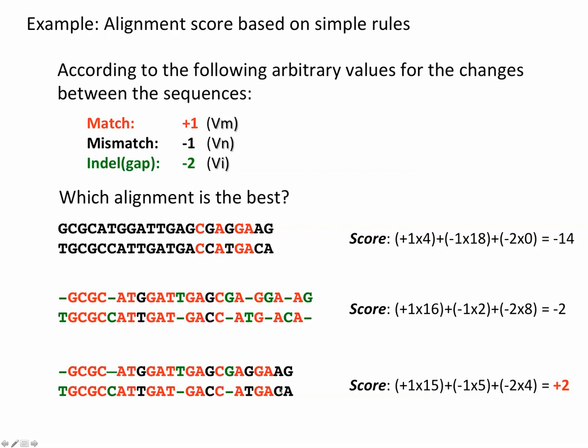The same for the two other alignments. When we compare these scores, we obtain that the last alignment will be the better one for representing the relation between these two sequences.